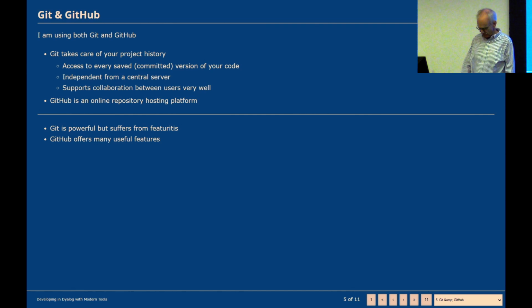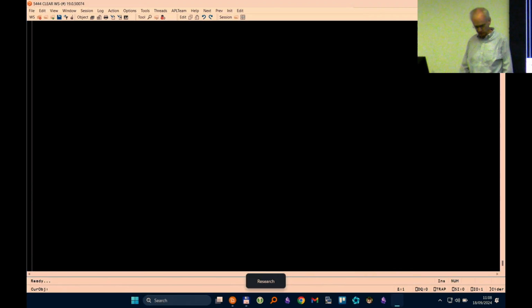While Git is powerful, it suffers definitely from featureitis. Some of the documentation of the main commands take 20 pages or something, which is absolutely ridiculous. On the other hand, GitHub offers so many useful features that it makes up for the problems Git is posing. Right, let's get started. Over to APL. And this is a real demo, meaning I'm exposed to something might go wrong, of course.